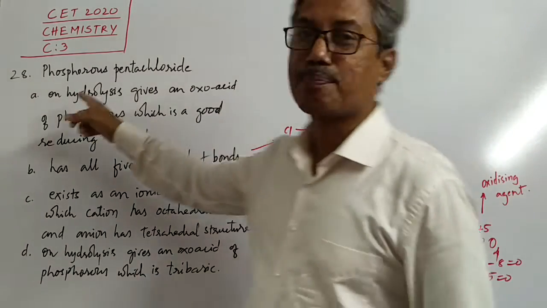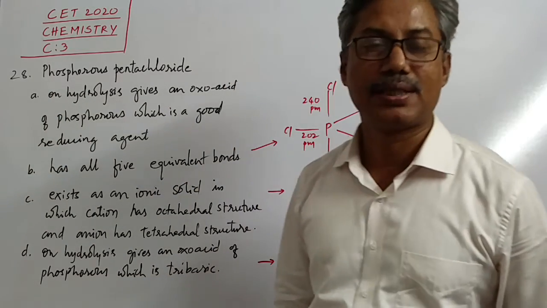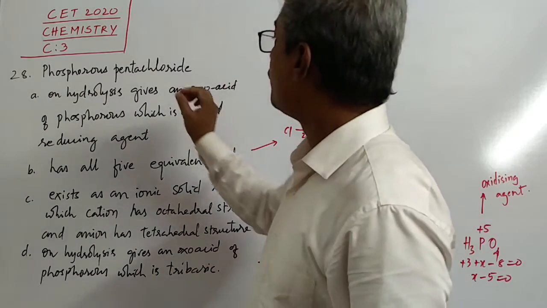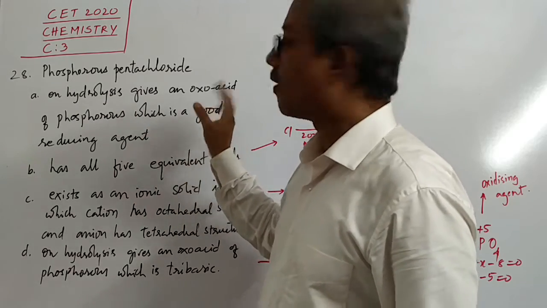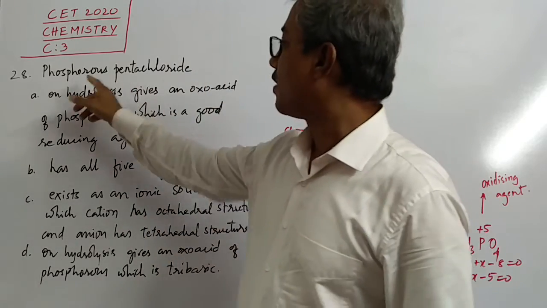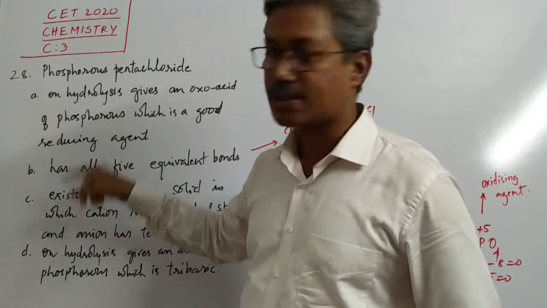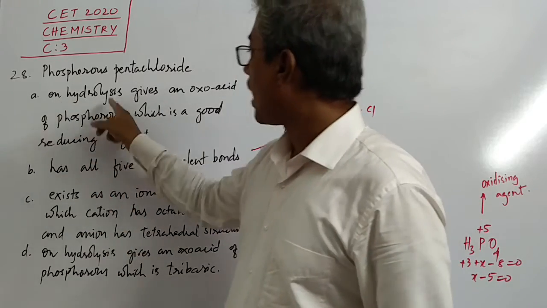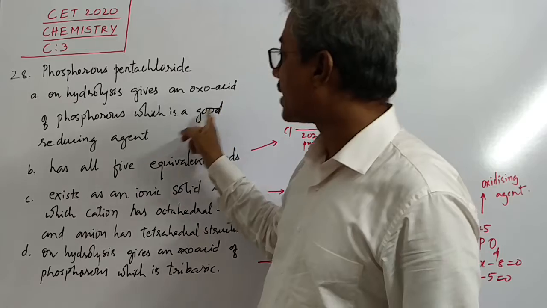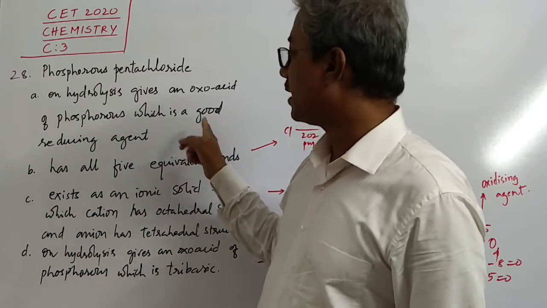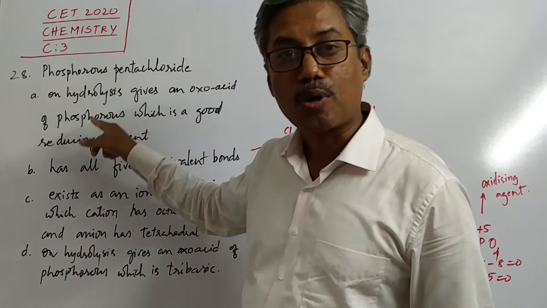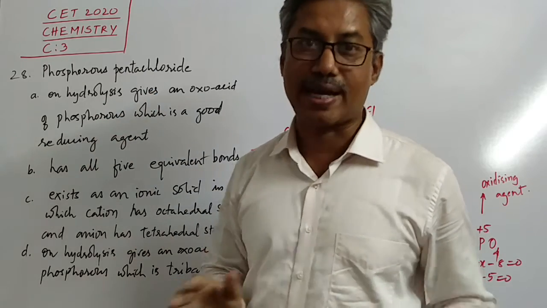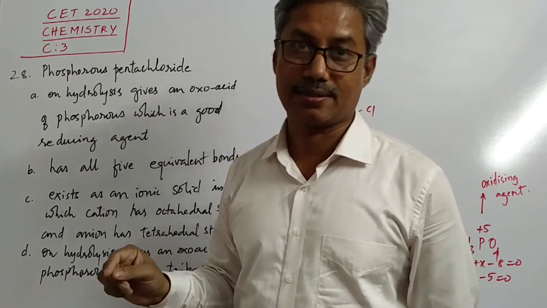Okay, students, let us take up question number 28 of the paper. What it says is: phosphorus pentachloride, choices are four. On hydrolysis it gives an oxo acid of phosphorus, which is a good reducing agent. That means phosphorus pentachloride upon hydrolysis will give one oxo acid, which is a good reducing agent.